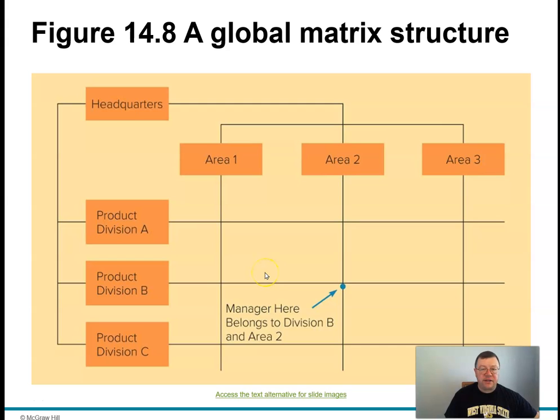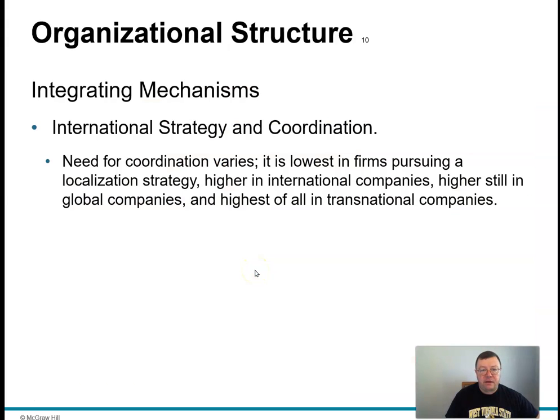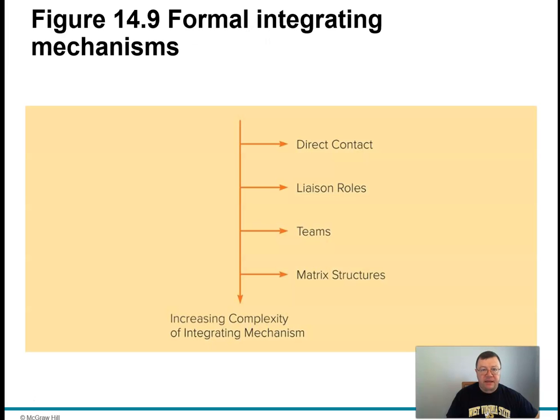Next thing we're going to talk about is integrating mechanisms. Different types of integrating mechanisms that we're going to talk about are direct contact, liaison roles, teams, matrix structures. As we're moving from this direction to this direction, we're becoming increasingly complex, and the matrix structure is the most complex of all of the organizational structures in terms of the formal integrating mechanisms.